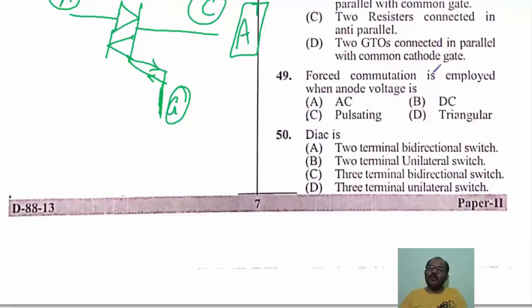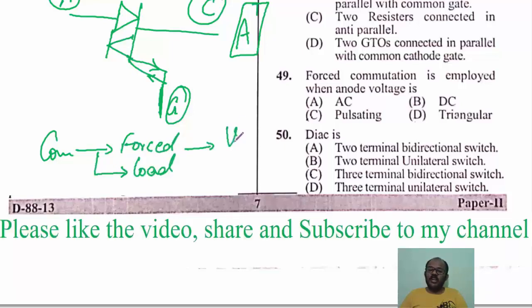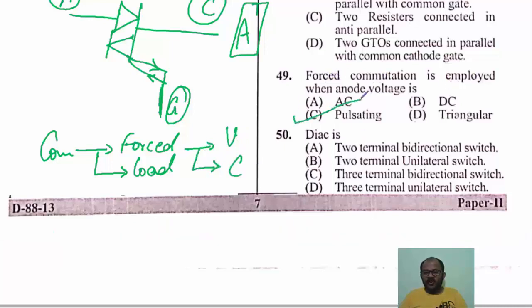49th question, forced commutation is employed when anode voltage is. In the case of commutation, we will be having two variants. The first one is forced commutation, and the second one is load commutation. In the case of forced commutation, again you need to focus on voltage as well as current. Based on this, forced commutation is employed when the anode voltage is pulsating. Nothing but option C is going to follow.